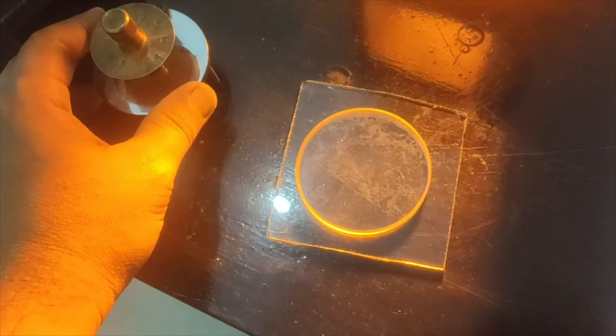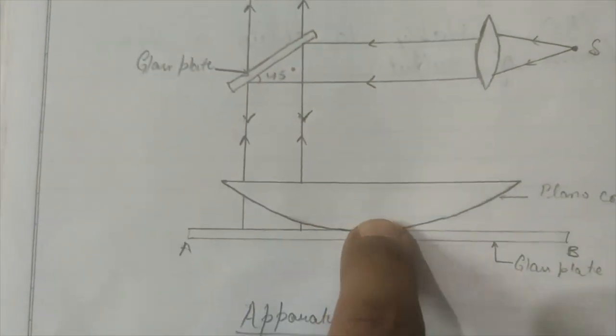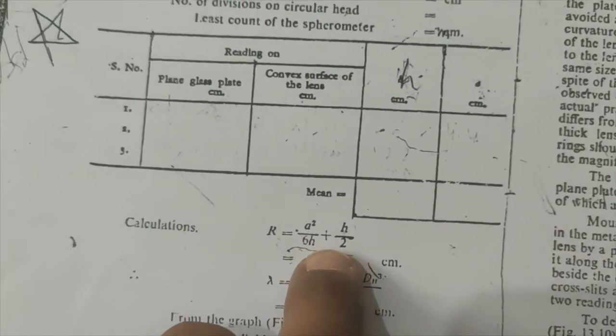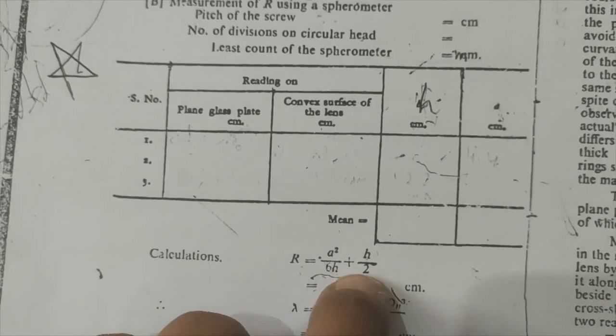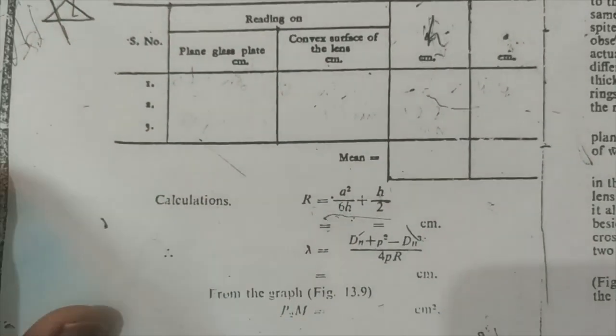So using the spherometer, I have to calculate this curve. If you see, this is a plano convex lens, so I have to measure this height. This is my H, which I measure using the spherometer. So by using A and H, I can calculate the radius of curvature of the plano convex lens.